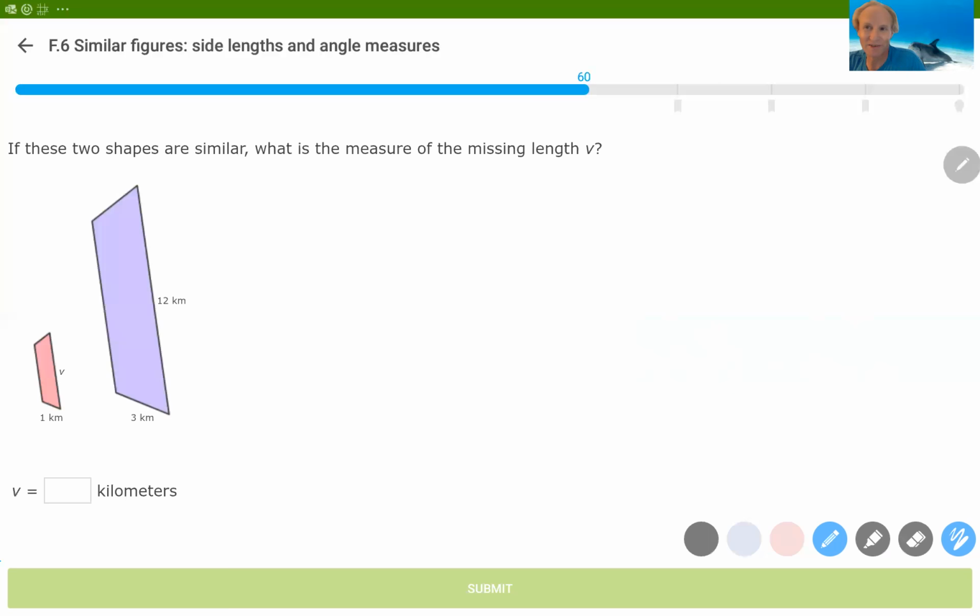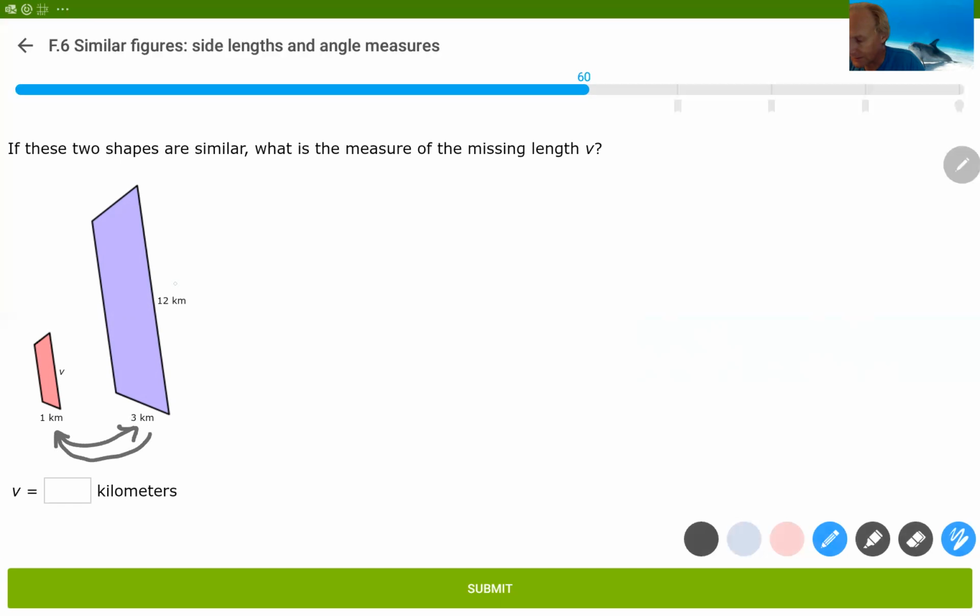I should have checked to make sure they said it was similar. They've been telling us that. Now, in this particular case, to get from here to here, I multiplied by 3. In order to get back, I divide by 3. So we're going to divide by 3 and get 4.